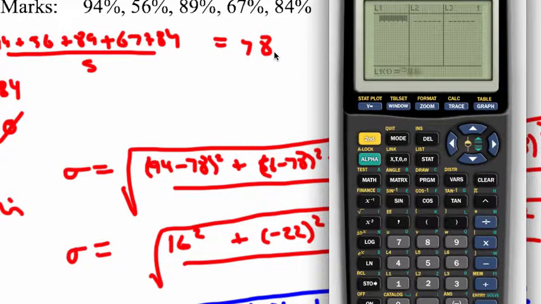So I put 94, and then I can either hit enter or the down arrow. I'll hit the down arrow. Then I hit 56, down arrow, then 89, down arrow, 67, down arrow, and 84, down arrow. I probably should have done that on the calculator. I use my keyboard on the computer, so it's a little faster. But this is the down arrow right here that I could have pushed.